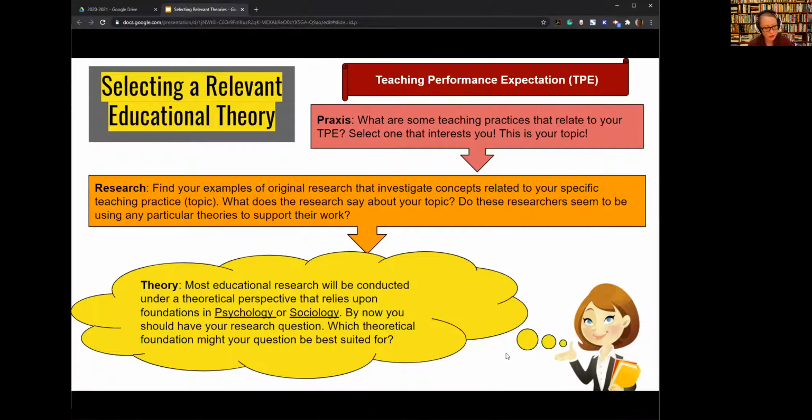And so most educational research can be conducted under a theoretical perspective that relies upon the foundations in sociology or psychology. And in education, we kind of pull from all other fields, right? We run our schools based on how we think kids learn and how the mind works. Hence, we pull from psychology. We also look at systems and how people interact and what the best environment would be for schooling, and that is informed from sociology. We use plenty of other fields as well, like health and science. We use economics. We use all kinds of other fields to inform our teaching and our school system.